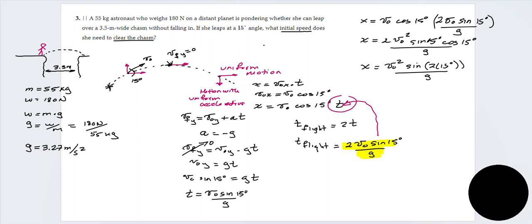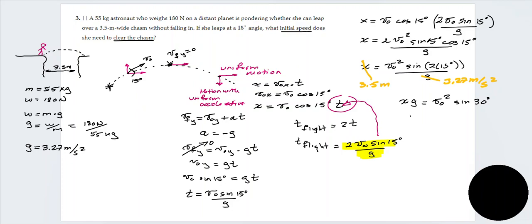So we know that x is the width of the chasm, so it's 3.5 meters, right? We know the gravity because we calculated it, right? We know that it's 3.27 meters per second squared. So we are ready to solve for v sub 0. If we solve for v sub 0 here, we have that xg is equal to v sub 0 squared sine of 30 degrees. So we will divide by sine of 30.